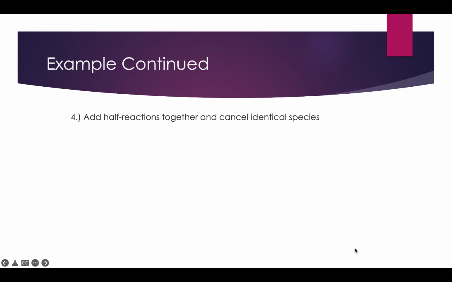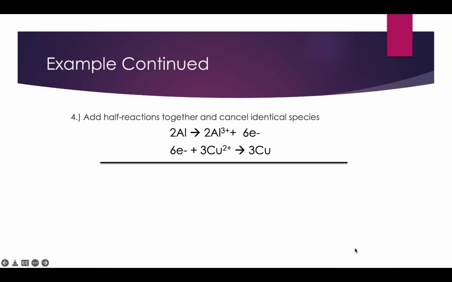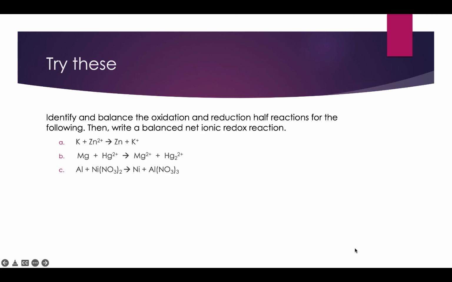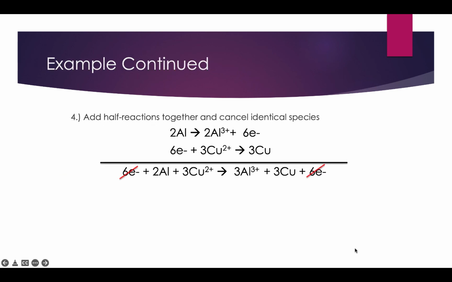Now we can put them back together and cancel the electrons. So there's our oxidation and our reduction. We add them up and notice that we have 6 electrons on both sides, which we can cancel. This gives us a balanced net ionic redox reaction.